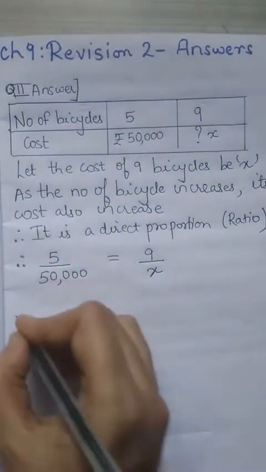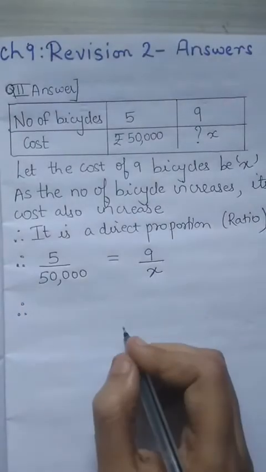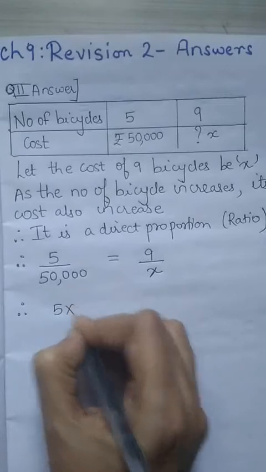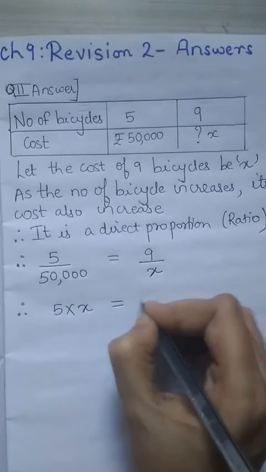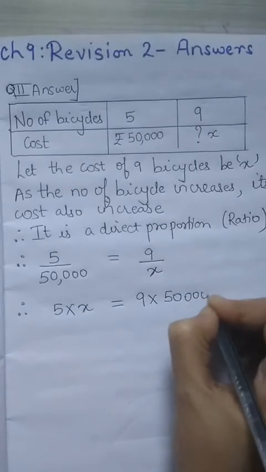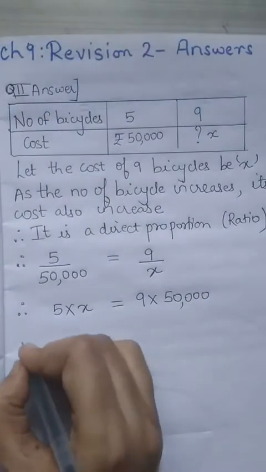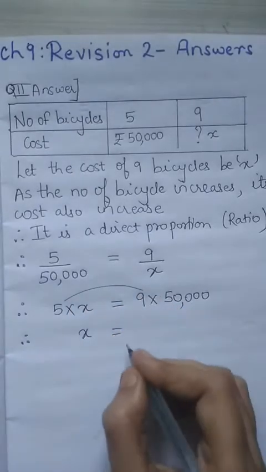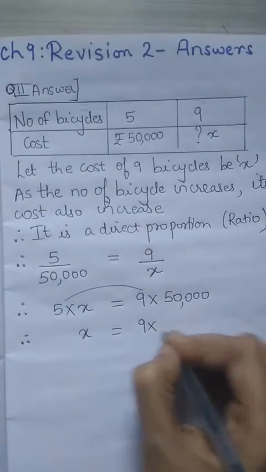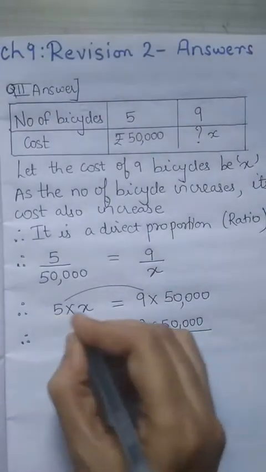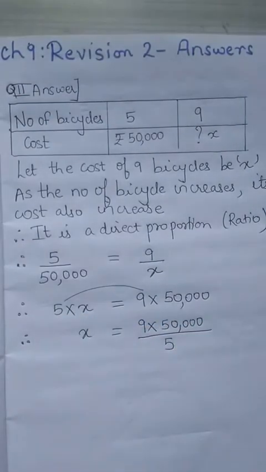Okay. Now, what are you supposed to do? Yes, you will cross multiply. 5 into x is equal to 9 into 50,000. Now, keep x on one side and shift this 5 on the other side. When you are shifting it, what we will do? It is multiplied, na? So, when it goes on the other side, it will become division.